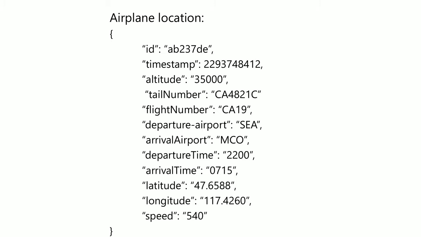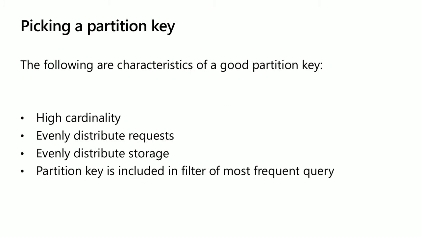And you'd end up with something like this, a JSON document that has a unique GUID for the plane, the timestamp that the location data was sent, the plane's current altitude, the latitude, longitude, destination, and so on. So this is a plane going from Seattle to Orlando Airport, and it's a red eye leaving at 10 p.m., arriving at 7 a.m. So this will be ingested into basically our locations container.